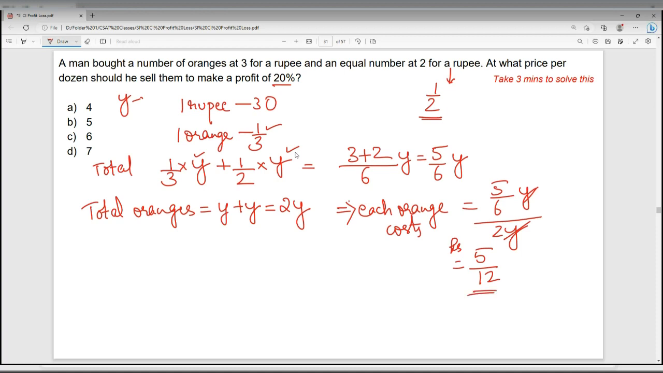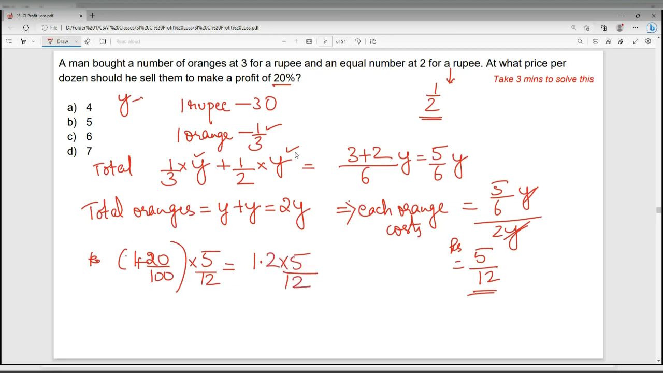So now they're asking at what price per dozen should he sell them to make a profit of 20%. So for each orange, if he has to make a profit of 20%, it should be 1 plus 20 by 100 into 5 by 12. To make 20% profit, he has to sell it at 1.2 into 5 by 12. This is for one orange.